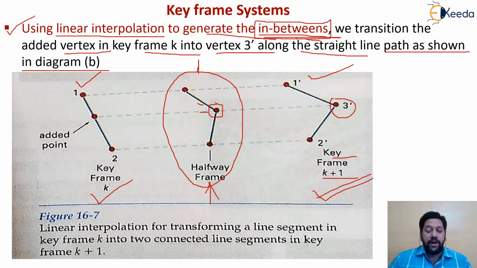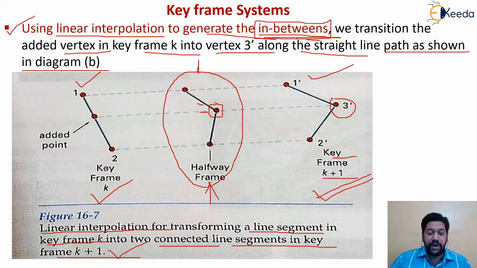So I repeat again. What we have learned through this diagram is linear interpolation for transforming a line segment in keyframe K into two connected line segments in keyframe K plus 1, and this is what we have to achieve. Not necessarily just this; here I can add one more frame also.